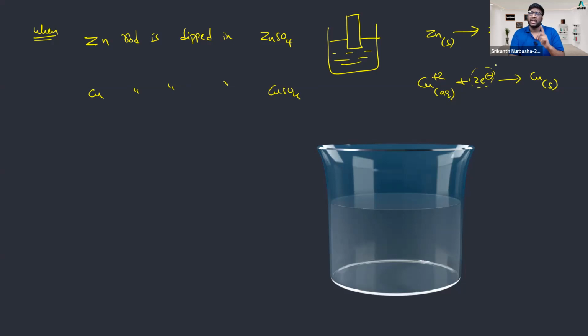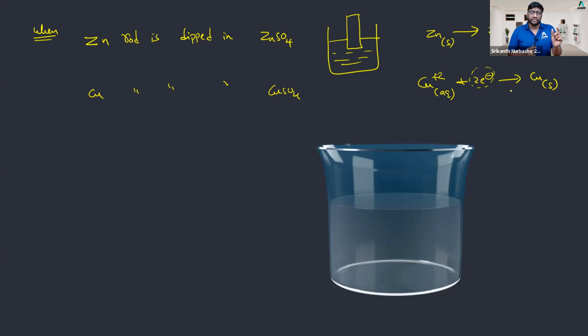You may again ask, sir, how can you say that zinc will undergo oxidation and copper will undergo reduction? First, how are you saying that potential has been developed? I am saying that two possibilities are there. Whenever a metal rod is placed in a solution of its ions, the metal can come into solution from the rod, or the metal ions from the solution can deposit on the metal rod. You may again ask, sir, why should this happen? Why can't the metal rod simply stay as it is without any disturbance?